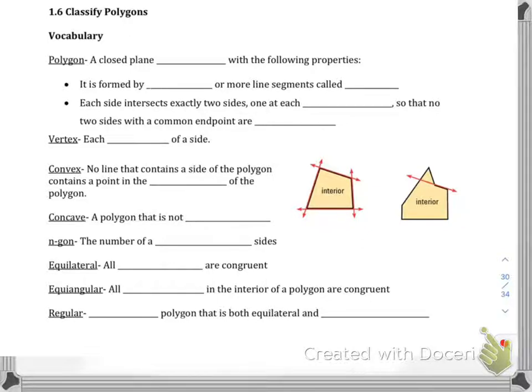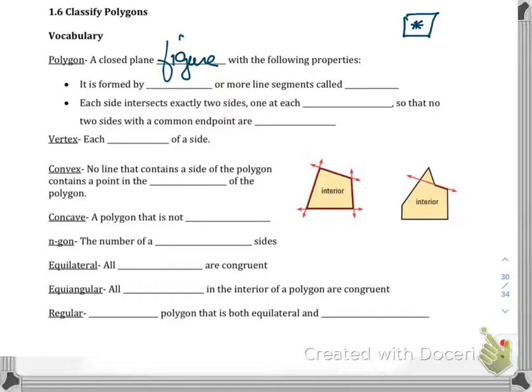Okay, so a polygon is a closed plane figure with the following properties. So first off, a closed plane figure. That means that there's no openings. So if you thought about like a mouse being inside, it couldn't get out. So it's a closed plane figure. So it's a plane and it's closed.